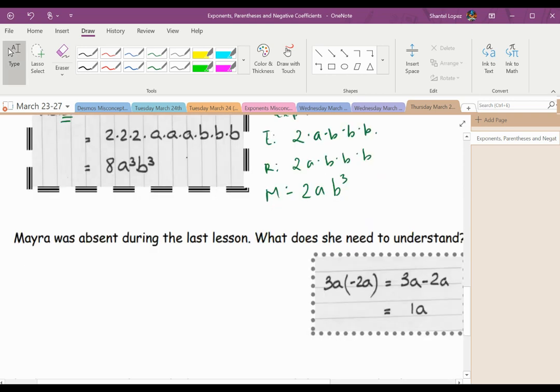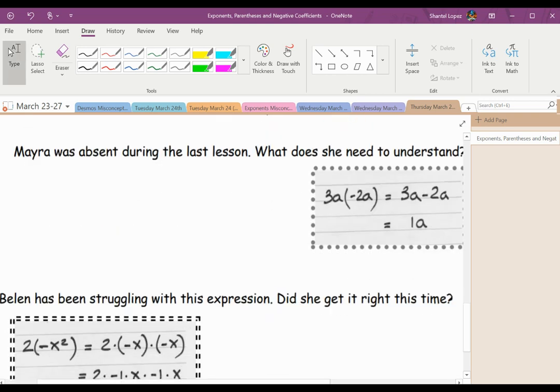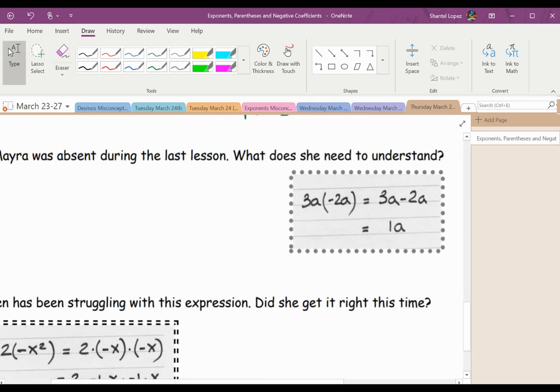All right, so let's look at the next problem. It says, Myra was absent during the last lesson. What does she need to understand? So looking here, we have 3a parentheses minus 2a equals 3a minus 2a. So she dropped the parentheses, and instead of keeping the multiplication symbol, the multiplication dot in between, she thought this was a subtraction problem.